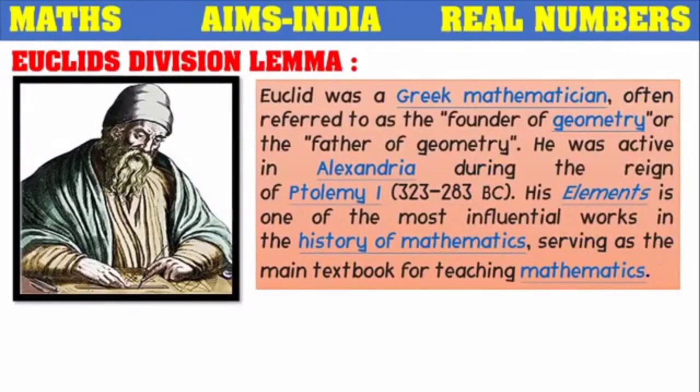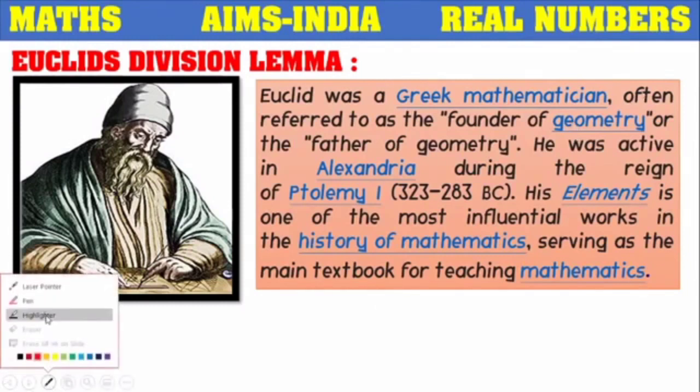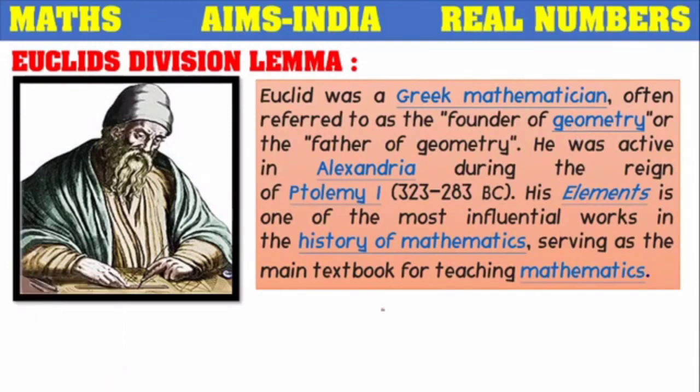So he was a Greek mathematician and popularly known as the founder of geometry or father of geometry. He was active in Alexandria during the time of Ptolemy, around 300 BC. His book Elements is one of the most influential works in the history of mathematics. It has been serving as the main textbook for teaching mathematics.